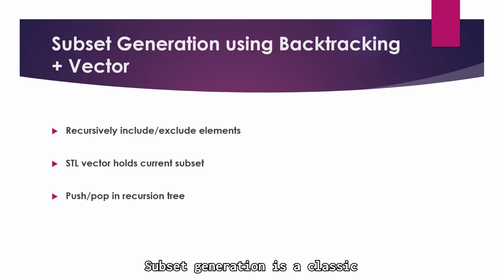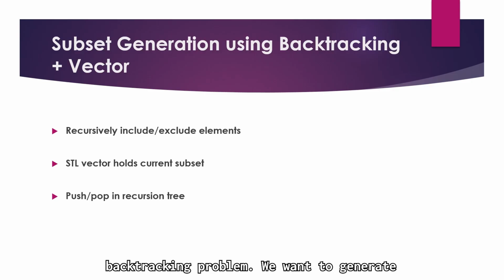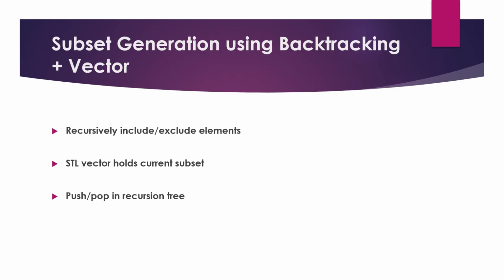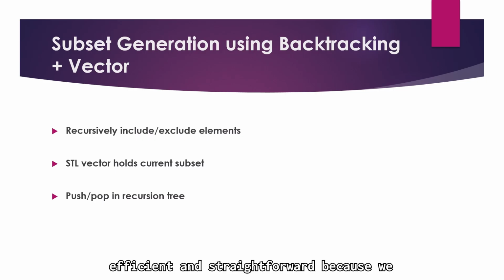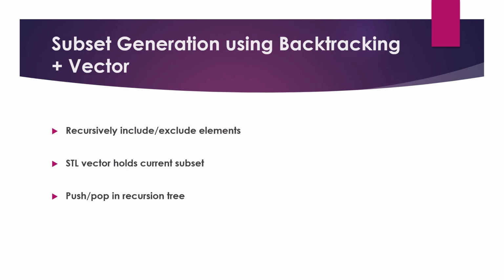Subset generation is a classic backtracking problem. We want to generate all possible subsets of a given set of elements. To do this, we recursively decide whether to include or exclude each element from the current subset. Using STL vector makes this process efficient and straightforward because we can easily add or remove elements. With every recursive call, we explore one possible subset configuration, and if it's not valid or promising, we backtrack. The vector allows us to dynamically adjust our subset as we explore different paths.